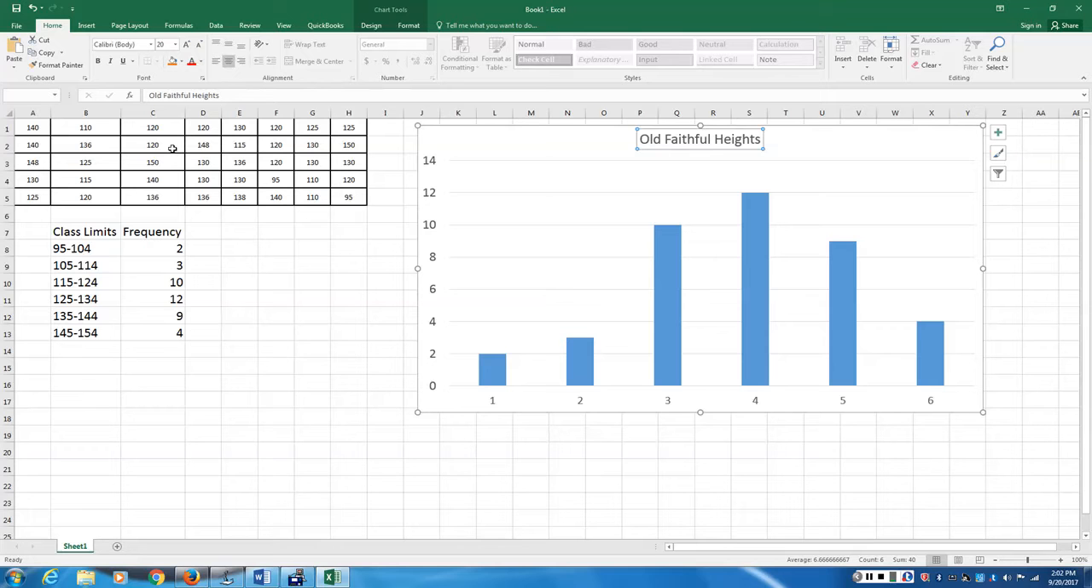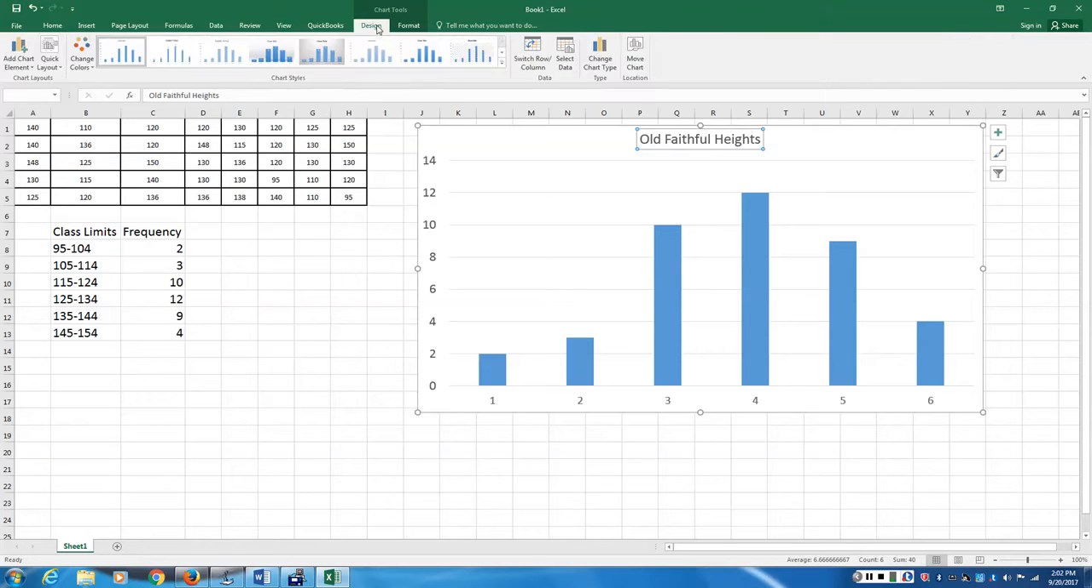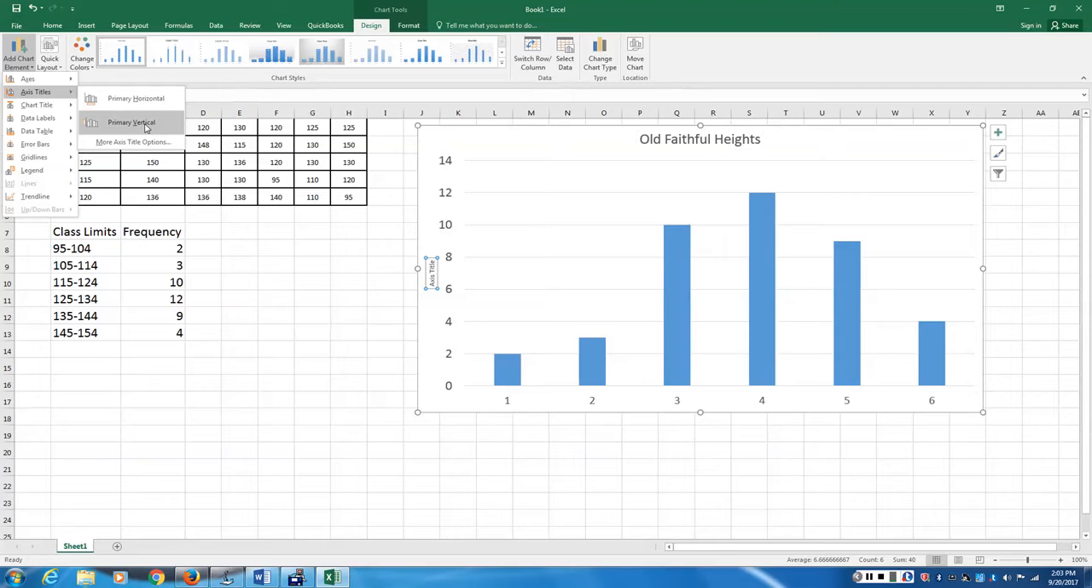Second thing we need to fix is we need to have axis labels. So go to Design, and all the way over to the very left-hand part of the ribbon, you should see the words Add Chart Element. You want to do axis titles. Slide down and look at the second choice. There are two axes. There is a horizontal axis and there's a vertical axis. Let's do the vertical axis first.